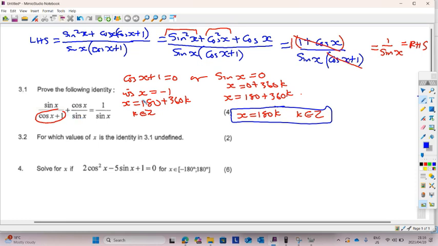This one and this one. That is for this one. And then the third one, solve for x.